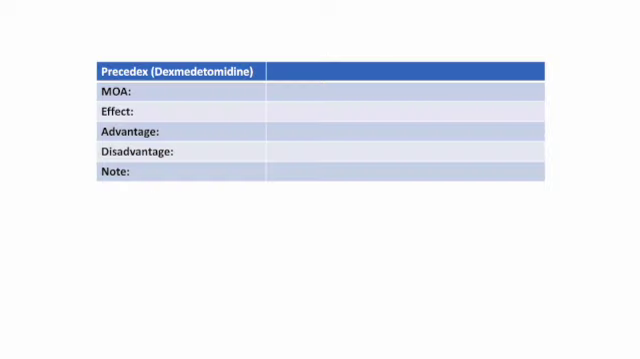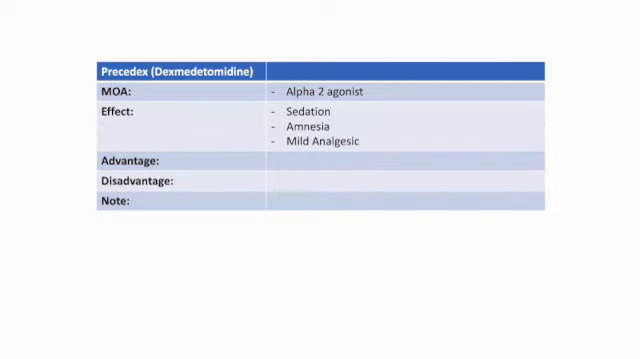Okay, so let's talk a little bit about the advantages and disadvantages of each. So what's the mechanism of action of Precedex? Precedex is an alpha-2 agonist, similar to things like clonidine. And what effects does it have? Which of the three goals of sedation does Precedex accomplish? The three options are sedative effect, amnestic effect, and analgesic effect. Precedex really covers all three. So it has a good sedative effect, has a good amnestic effect, and it has a mild analgesic effect as well.